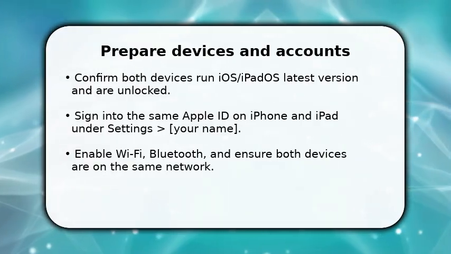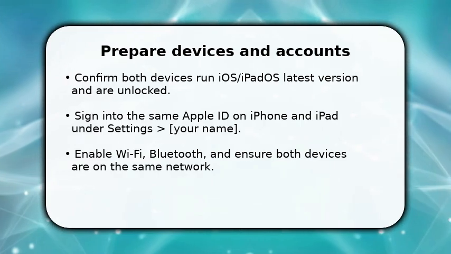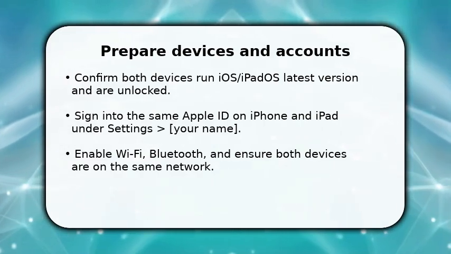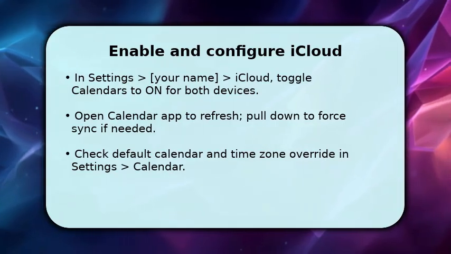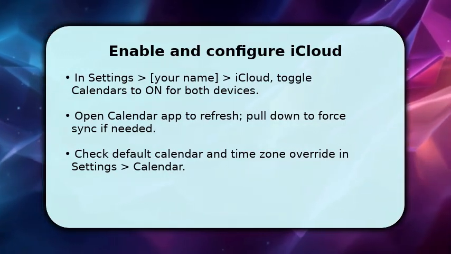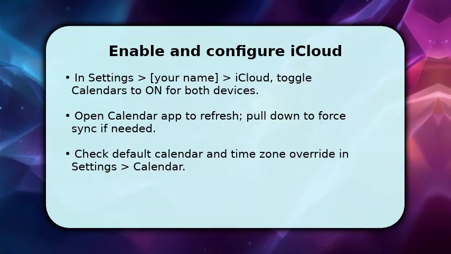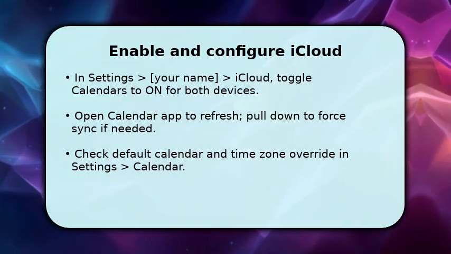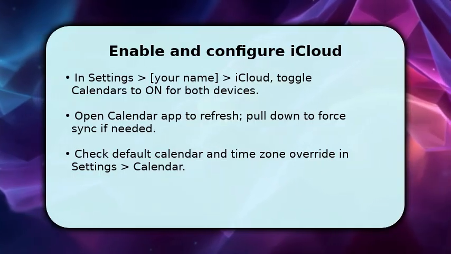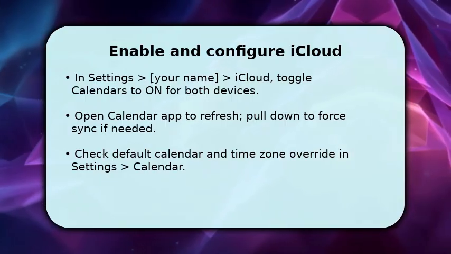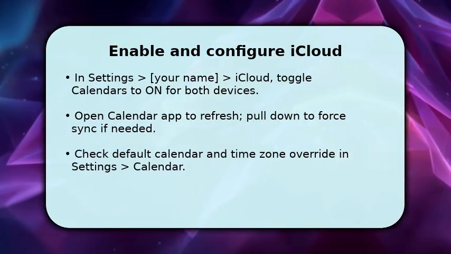This is the first actionable step to start sharing events between devices immediately. Next, you enable calendar syncing through iCloud. On both devices, go to Settings, tap your name, then iCloud, and toggle Calendars on. That tells Apple to keep events mirrored. Once enabled, open the Calendar app and pull down to force a refresh. This triggers immediate upload and download of recent events.